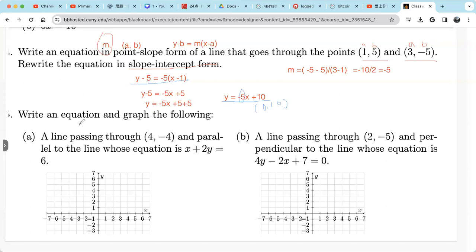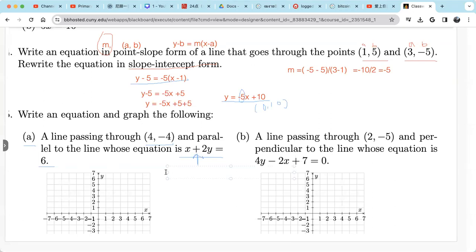And lastly, we read those 2 equations. Let's look at A. A is given a point, and this line passing through this point is parallel to this equation. If two lines are parallel, they have the same slope, right? So all we have to do is find the slope from this one, then use the slope of this one, this point, and the point slope formula.